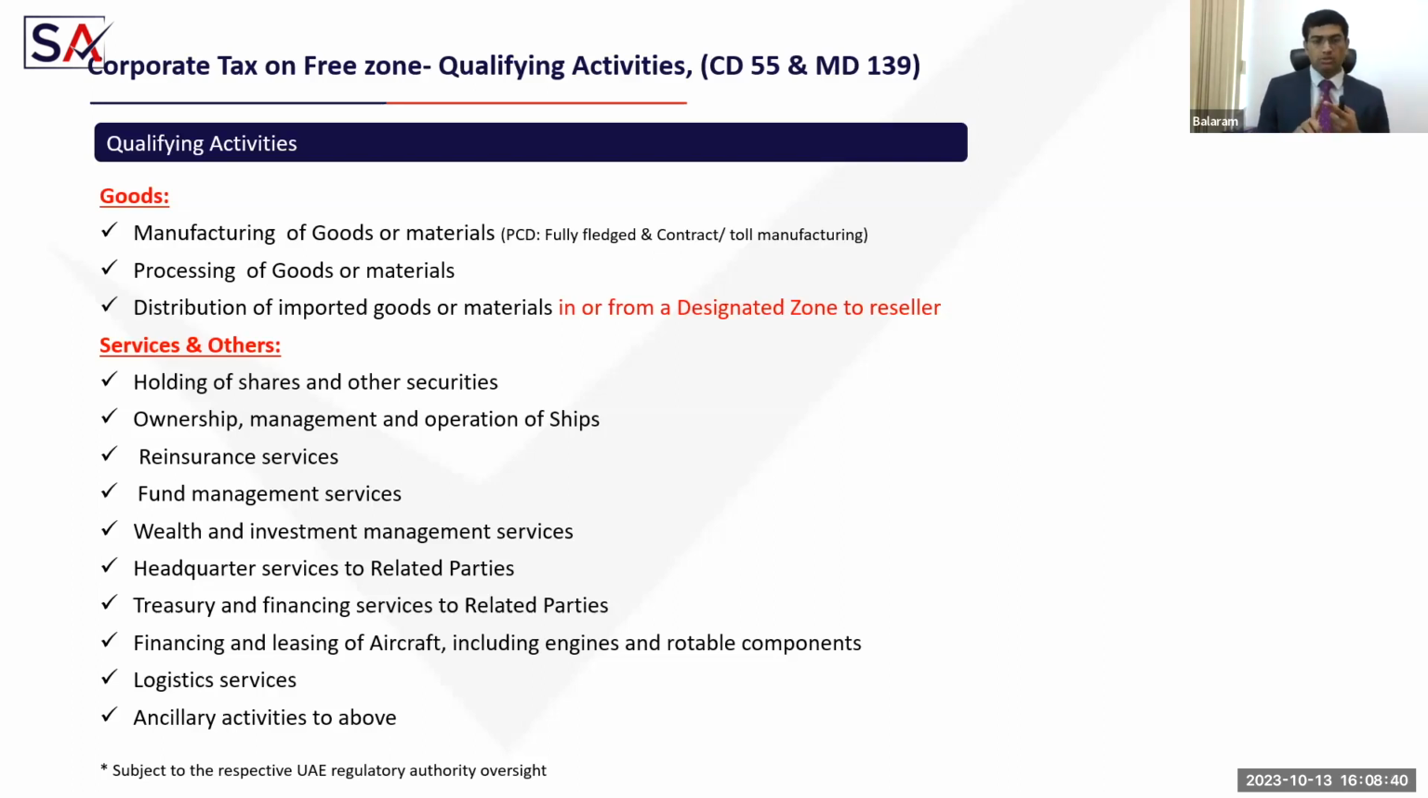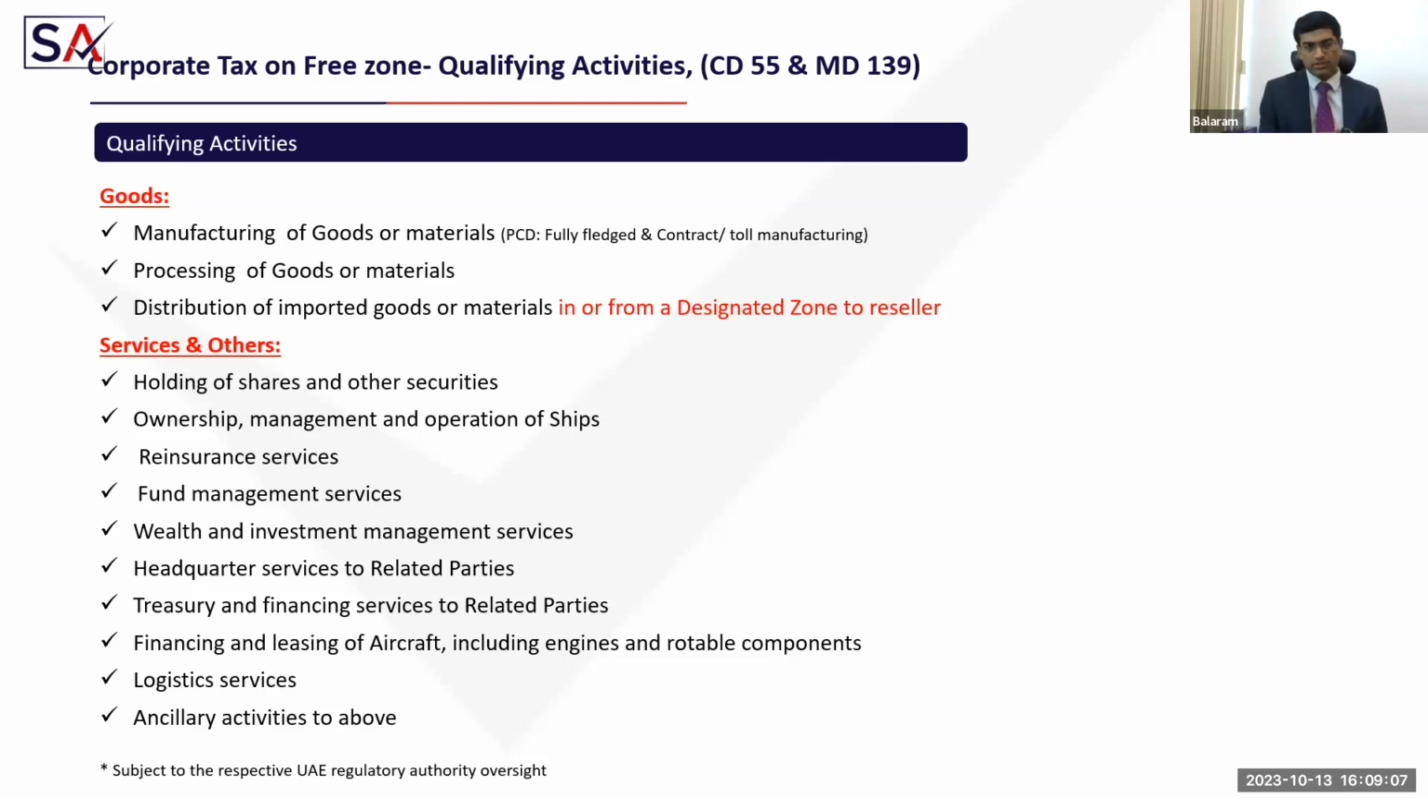Mind you that you should be a distribution company in a free zone, a designated free zone. You should be buying, meaning that goods are physically either being there in the designated zone or passing through the designated zone, and you're selling that to a reseller. So if all these are met, then only your activity will be considered as a qualifying activity. We'll look at this point a little later in detail with an example. I know there are some questions on it, but we'll look at them.